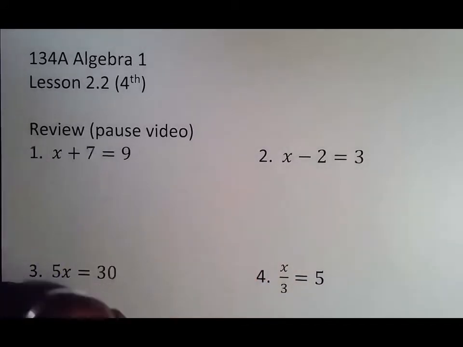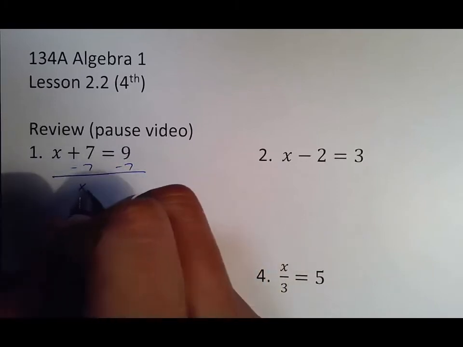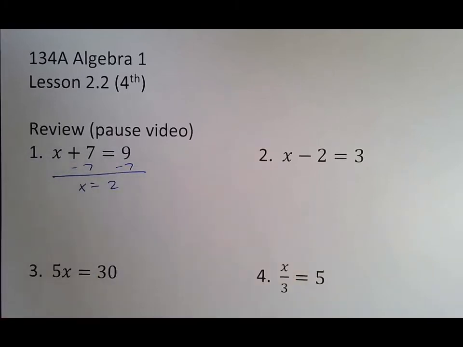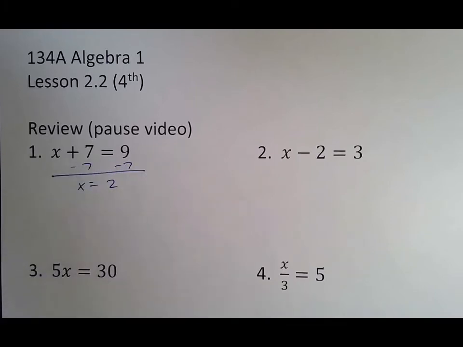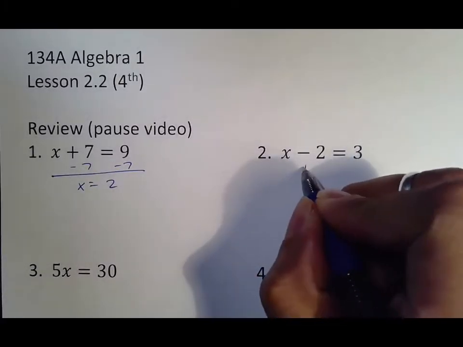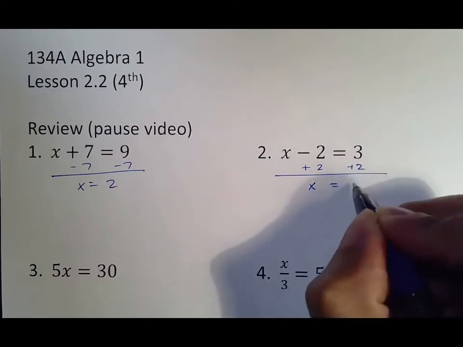All right, so what we should remember is anytime we see +7, we put -7 on both sides. Again, the showing is the most important part. Getting the answer of 2 is automatic. But just make sure that you show me, or show whoever your teacher is, that you subtracted 7 and brought down the 2. Whenever we have -2, we're supposed to put a +2 under it. Bring down our x. 3 + 2 is 5.